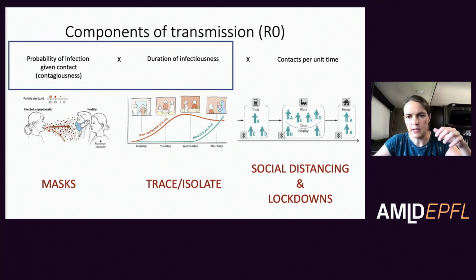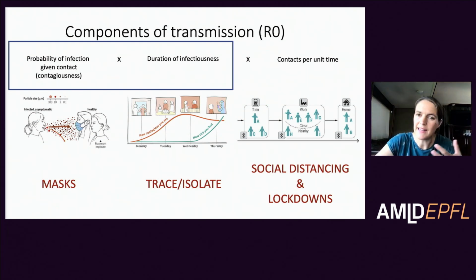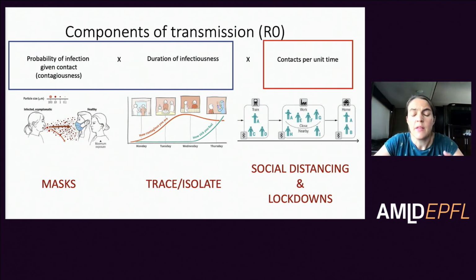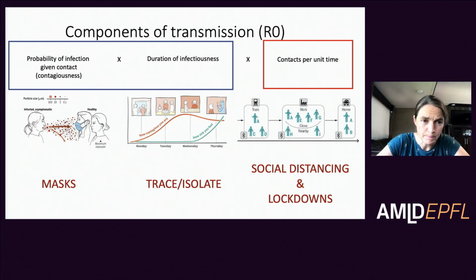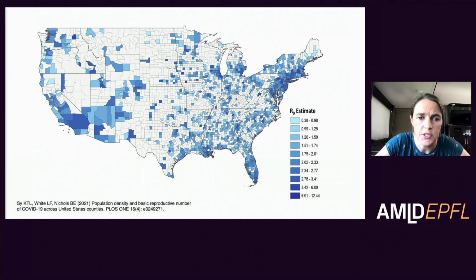The first two parameters have biological aspects to them, and although there is variation around them, to some extent they don't vary between populations. The contacts per unit time are by definition a population-specific parameter, so it's very context dependent. And what that means is that depending on the population involved and how they respond to the epidemic, the contact rate is something that is going to vary over time and be different depending on the population in question. So the reproduction number is by definition a context-specific parameter. There is no single reproduction number for COVID-19.